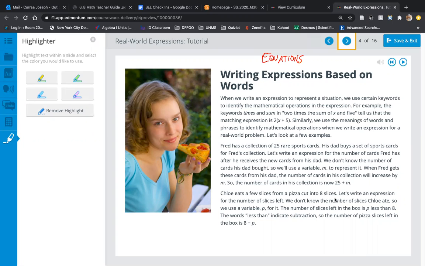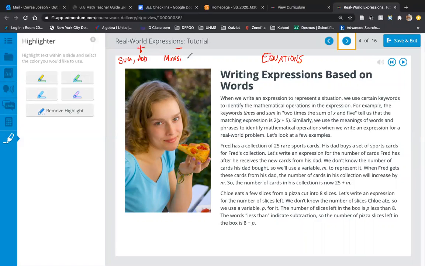It says over here, when you're writing an expression to represent a situation, we use certain keywords to identify the mathematical operations in the expression. These are some key things that you guys are going to have to remember as you go along. And a lot of it, sometimes you can just pick up. If we're talking about addition, we might see something like sum, we might see add. There are different words that mean you're talking about addition. If we're talking about subtraction, again, there's another group of words. You might see minus.